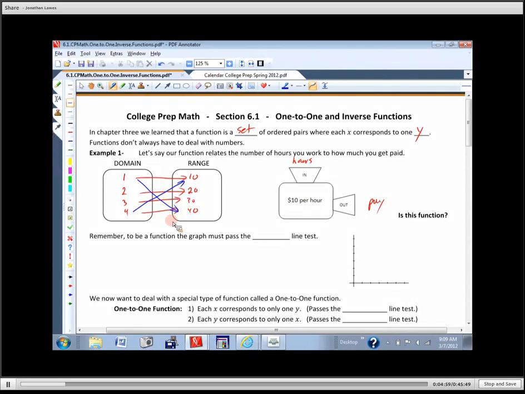Okay? Now, let's take a look at the graph of these points right here. So again, we've got this set of ordered pairs, and let's take a look at where there's an issue, and let's take a look at that inconsistency. So if I work 1 hour, let's scale this as 1, 2, 3, 4, 5, and let's scale this in 10. So this would be 10, 20, 30, 40, and so forth.